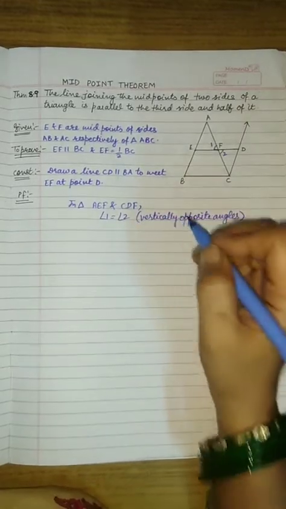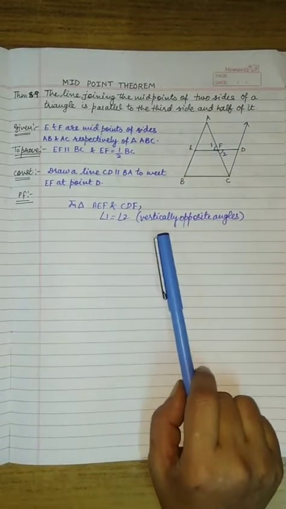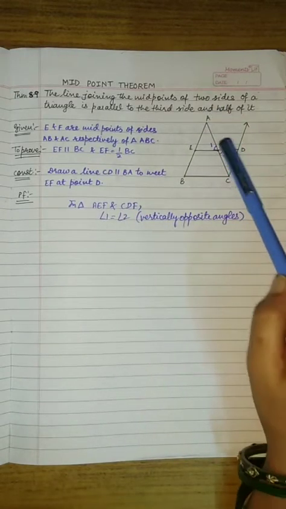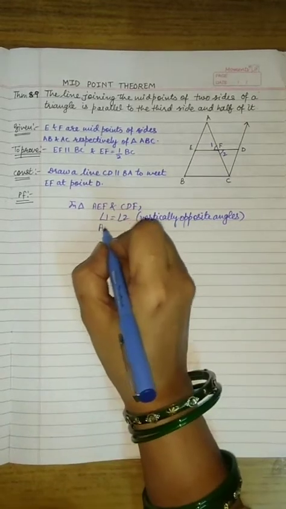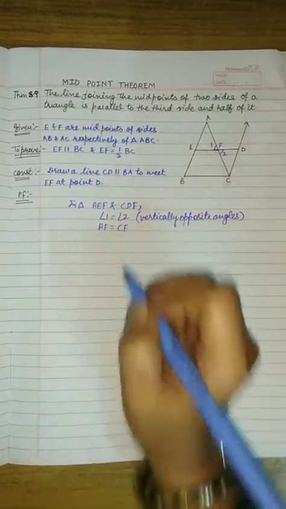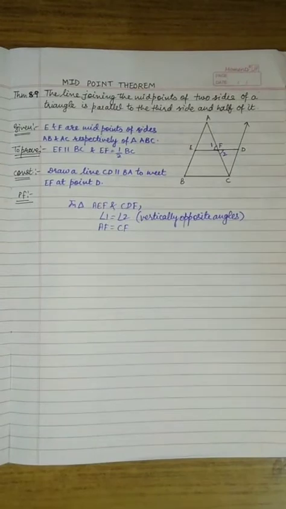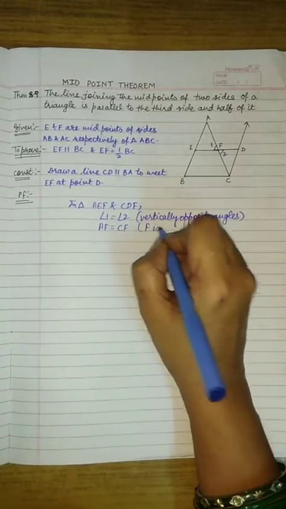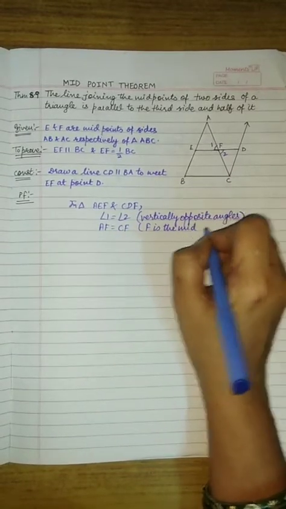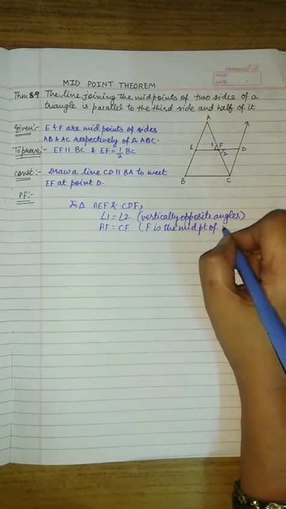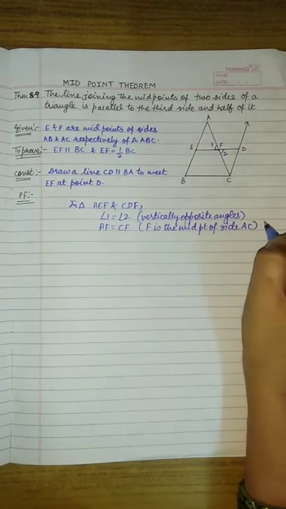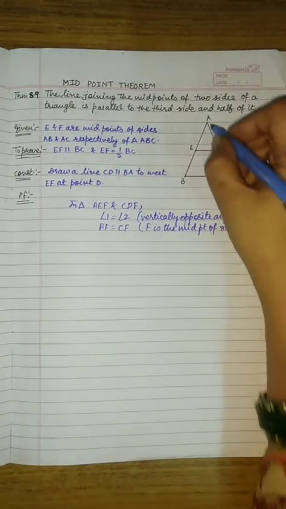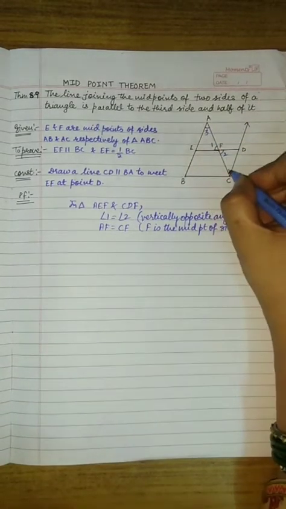We need three elements to prove these two triangles congruent. So second is AF is equal to CF. Why is AF equal to CF? Because F is the midpoint of side AC. Now the third element which is required, we will take angle 3 is equal to angle 4.